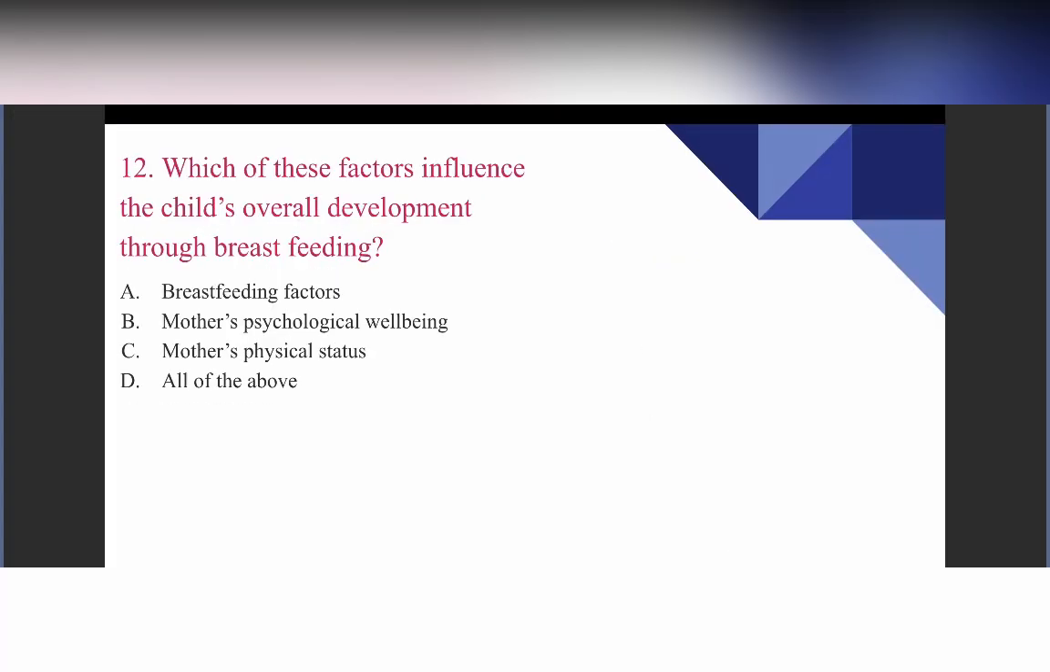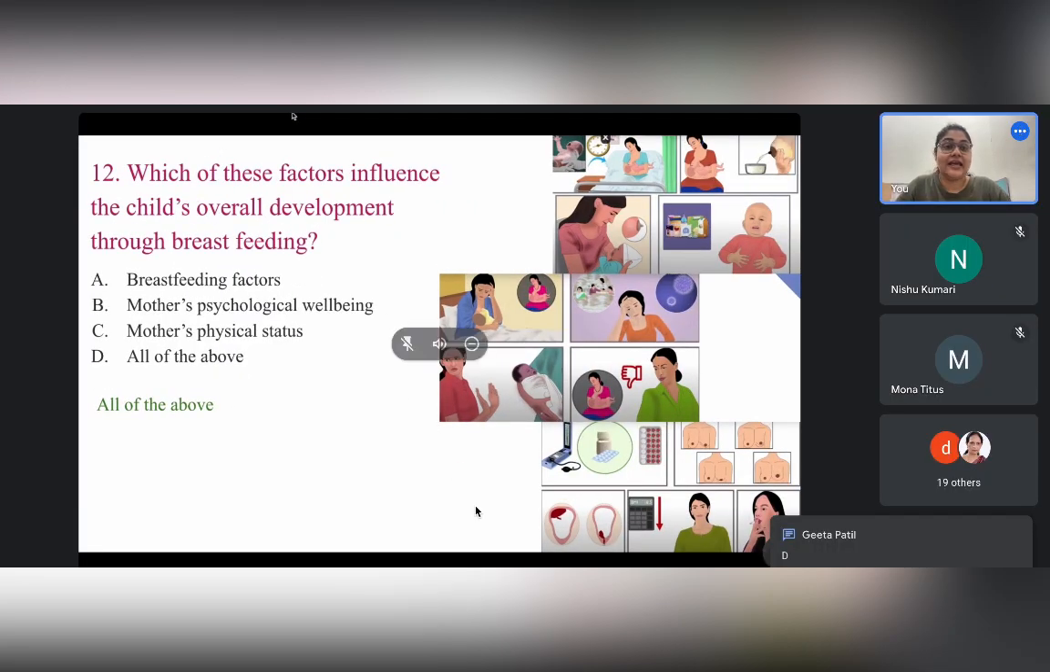So we know that breastfeeding is not a unilateral phenomenon. It is not a one-directional phenomenon. It has advantages for both the baby and the mother, so it is happening in both directions. Of course, if one or the other factors are not conducive, that might impact the child's overall development during breastfeeding. So when we are talking about the different factors, there might be breastfeeding factors.